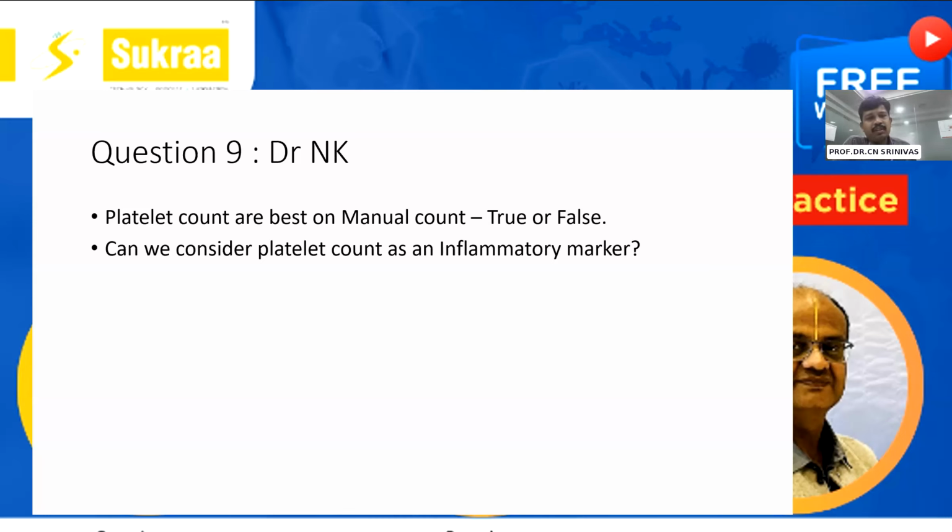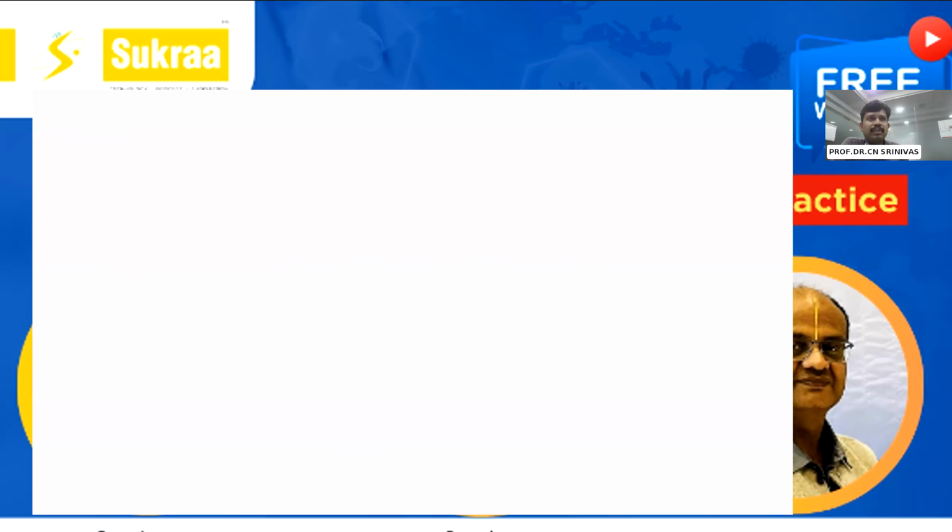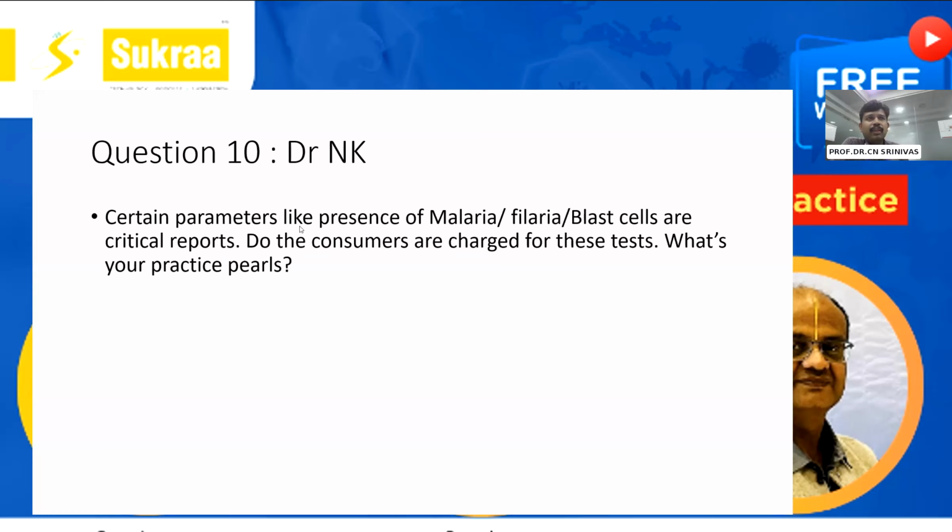So coming to the first question, I would say in my practice, when I started around 2017, I was relying more on manual counts than machine counts, because the machines which we had then did not have the advancements which are available now. Around that time, there were many instances in which the machine count wouldn't correlate, and when I saw the smears there would be giant platelets and clumps which were not actually picked up by the analyzers.